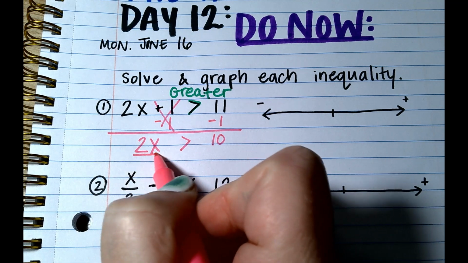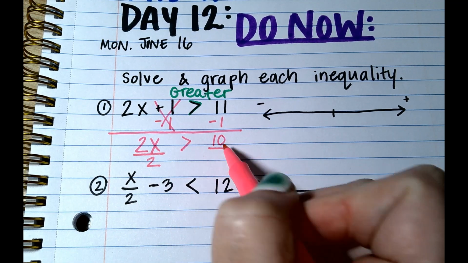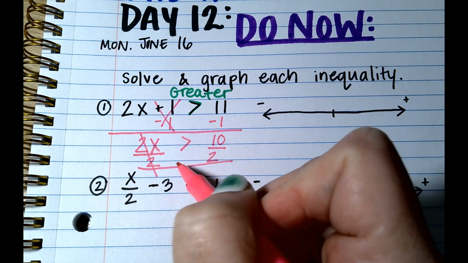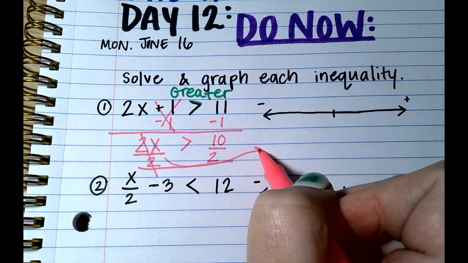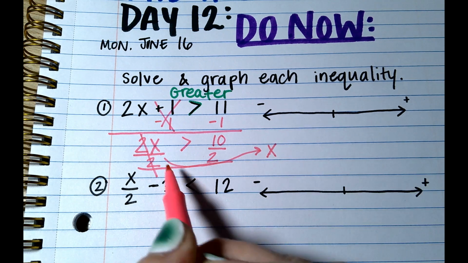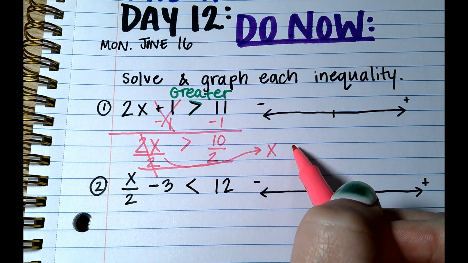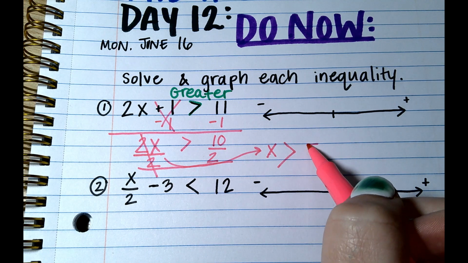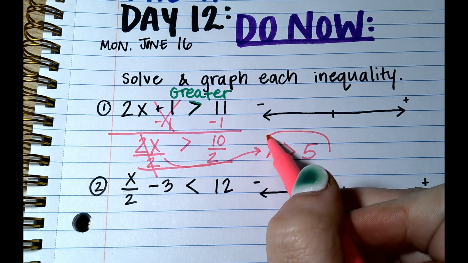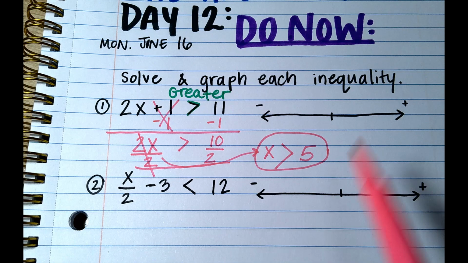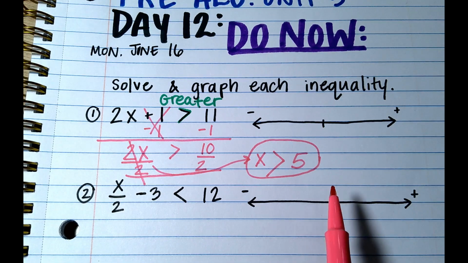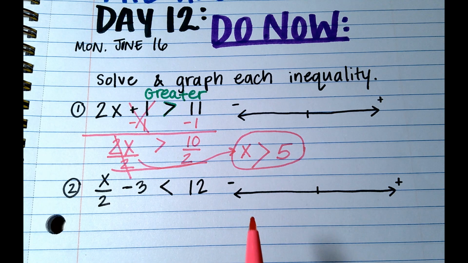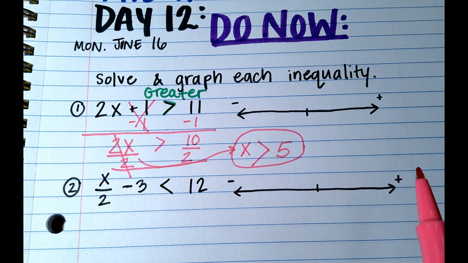Yes, we're going to divide it by 2. My 2's cancel. So I can bring x over. x is greater than 5. Good. Okay. So we solved our inequality. I know that x is greater than 5. So how do we graph that?